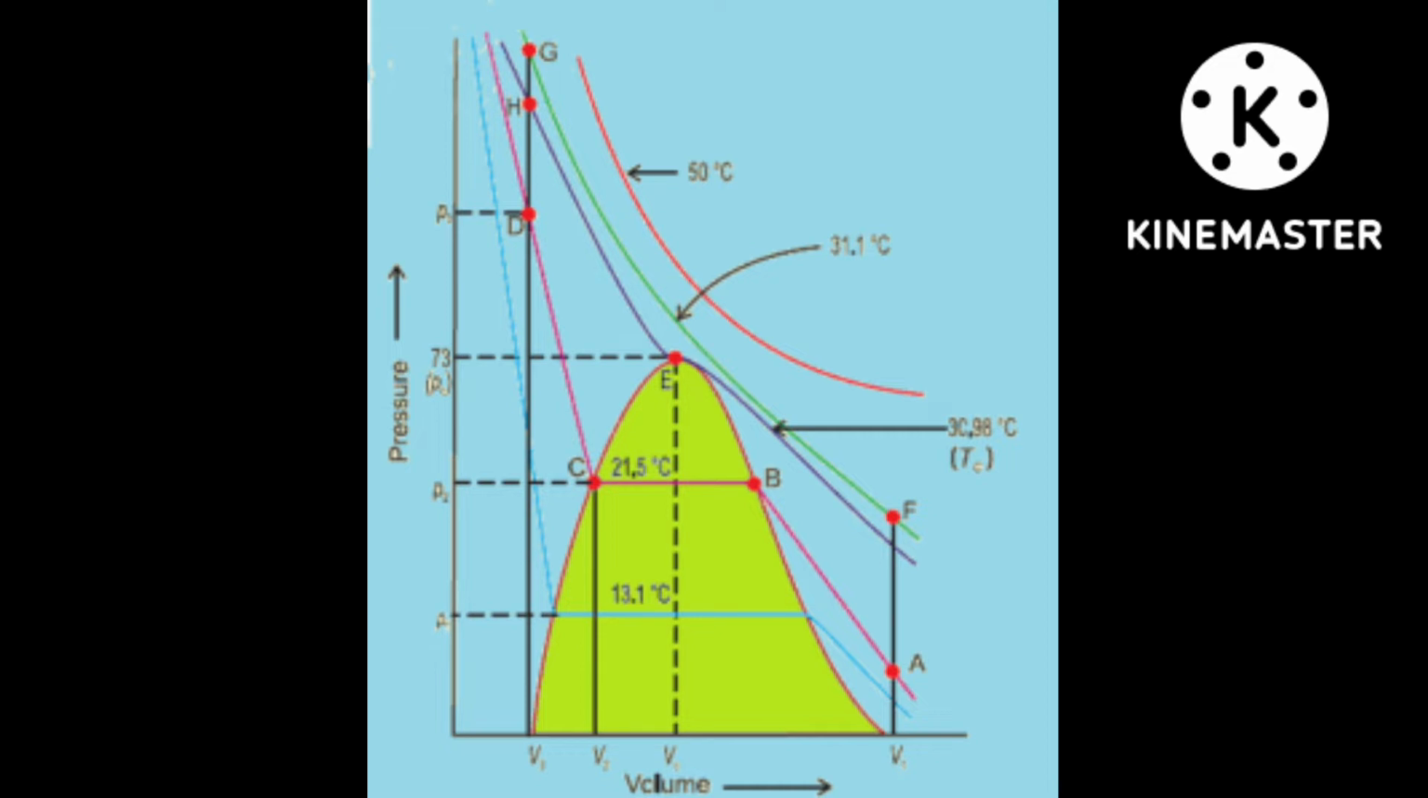Andrews noticed that at high temperature, isotherms look like those of an ideal gas. This means the real gas is behaving like an ideal gas, and the gas cannot be liquefied even at very high pressure. This he observed.